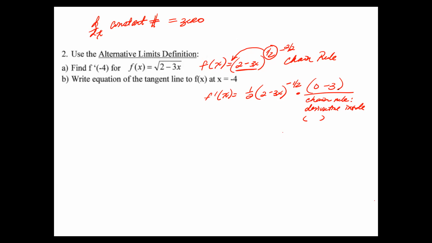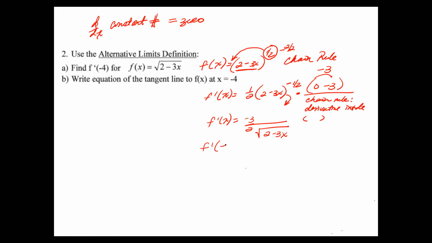I know it's a little crazy here, but you guys will get it, I promise you. So then looking at this, f prime of x is equal to 0 minus 3 is a negative 3. Negative 3 times 1/2 is a negative 3 over 2. And then you're going to have this going back down to the denominator, which will make it a positive 1/2. And if you put it back into a radical form, 2 minus 3x.